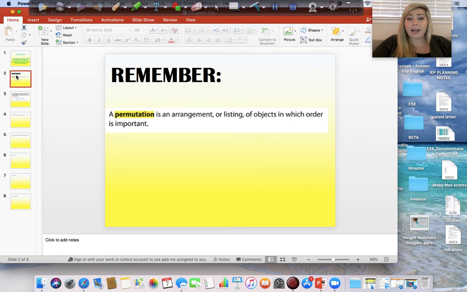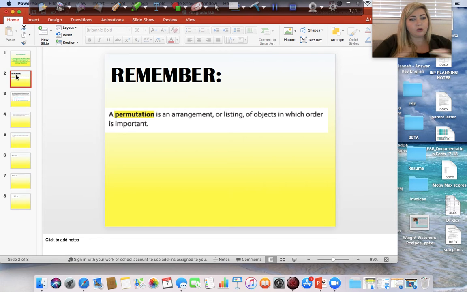Let's say that there are 10 people running this race. 10 people have the option to get first. But once that first person gets it, now there are only 9 options to get second place. And when the second person crosses the finish line, now there are only 8 options left to get third place. So that's what permutations is.